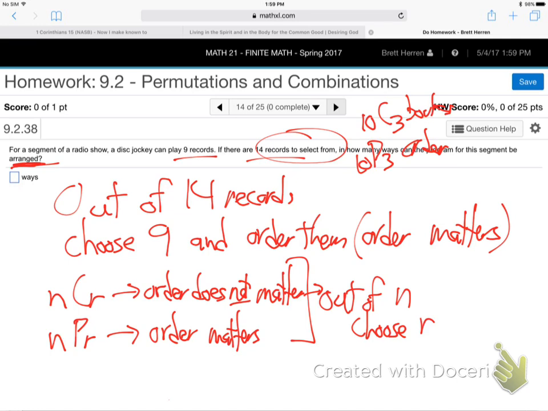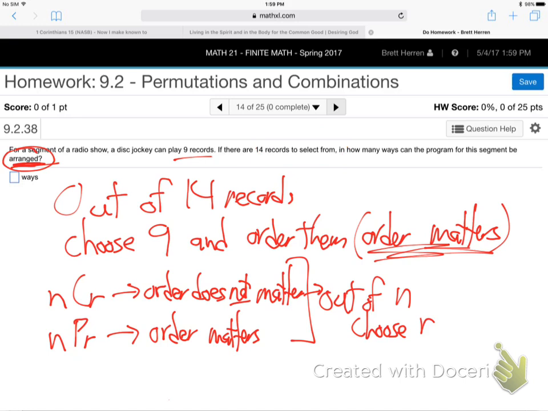So, okay, this one now, does the order matter? It does. When they say the word arrange, the songs are arranged, they're saying they care about the order. So am I going to use a P or a C? A P, because the order matters. Order matters, going to use the P. So that means it's just 14P9.